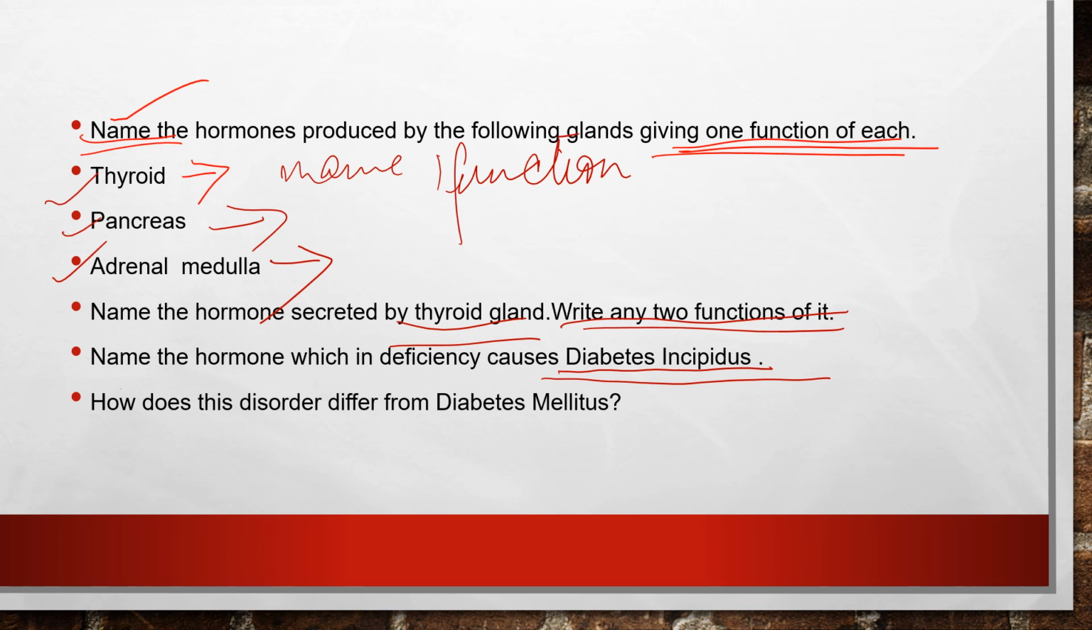And how does it differ from diabetes mellitus? So in diabetes insipidus, you don't find the concentration of glucose increasing in the urine. No, in diabetes mellitus, the amount of glucose increases in urine. But in diabetes insipidus, it's not like that. Okay, so this is all for this session of endocrine system. I think another question is there in the next slide. I'll discuss that also.